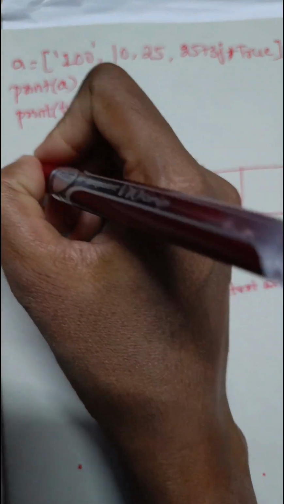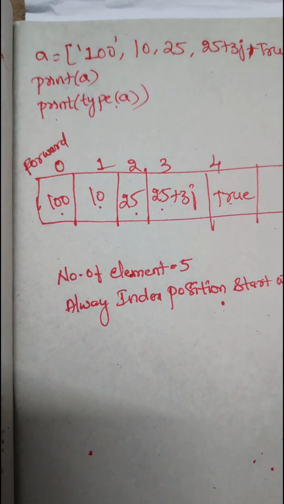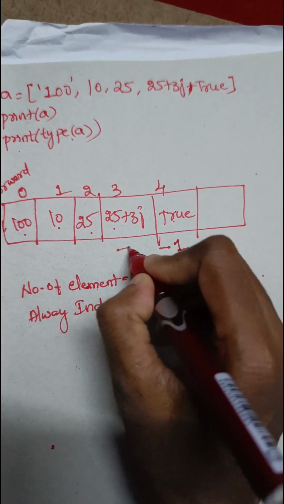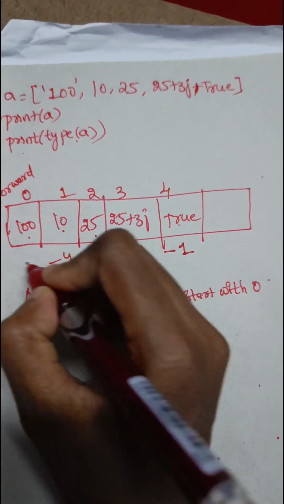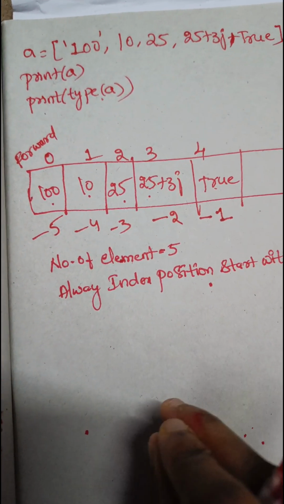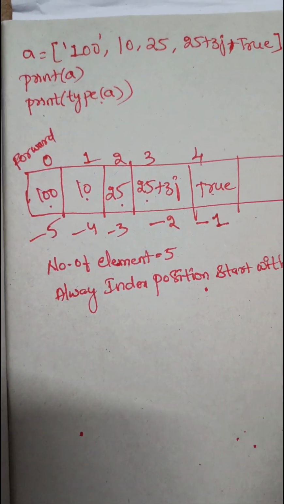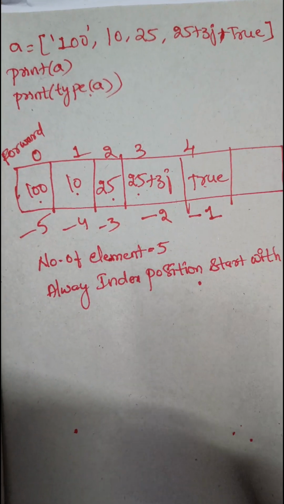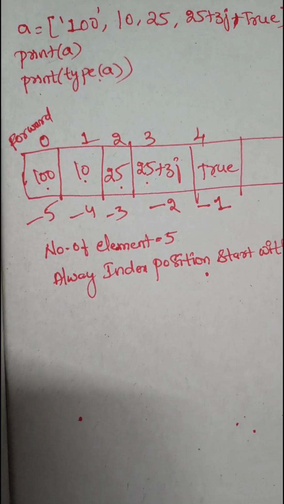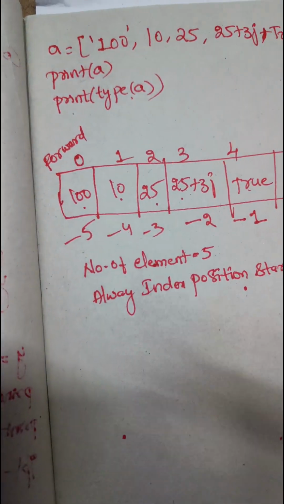Now next one, this is the forward index. Now I will write the negative index. So the negative index always starts from -1, -2, -3, -4, -5. Okay. So now you need to get two things very clearly. The first one is that the index position always starts from 0 in the forward direction, and in the negative direction the index position starts from -1 to infinity, something like that. Got it? So here I am writing the above program again.